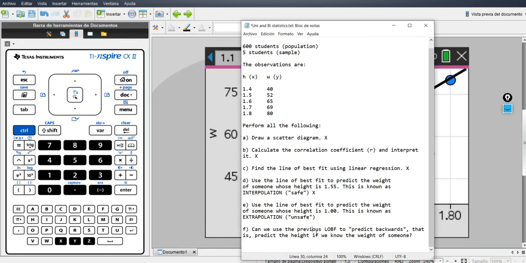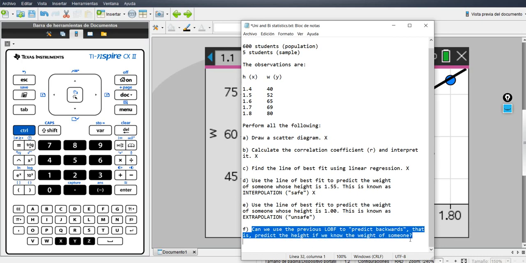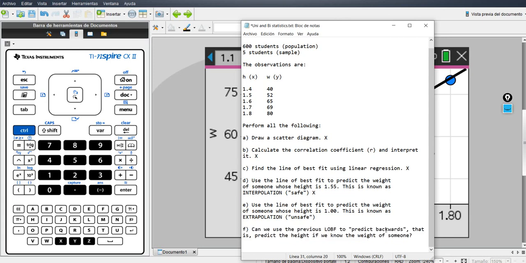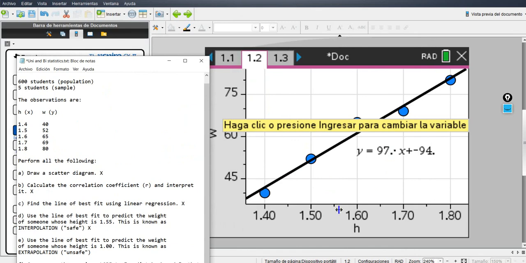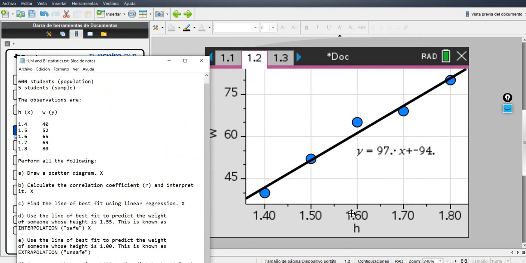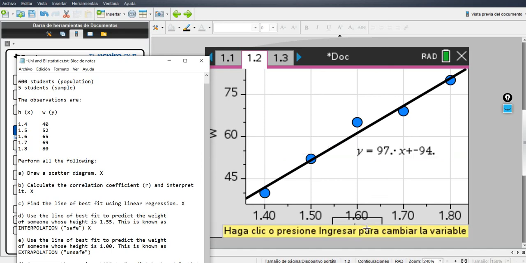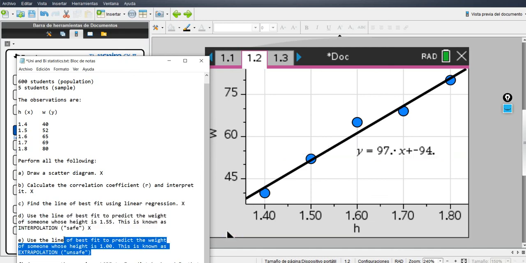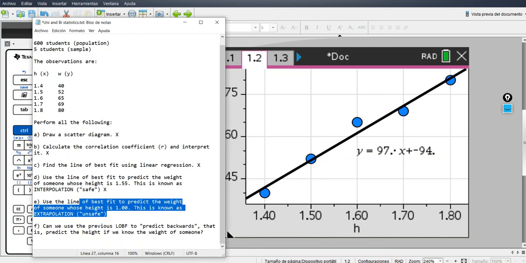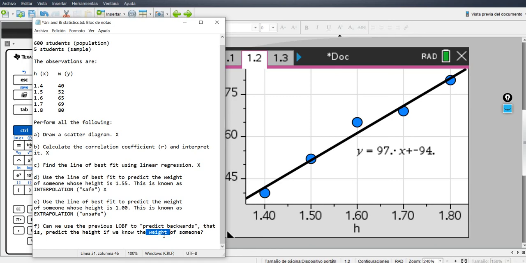Okay, and finally, in order to conclude this lesson, can we use the previous line of best fit to predict backwards? That is, predict the height if we know the weight of someone. So now we're trying to go backwards, right? Remember, the predictions that we made were predictions for the weight given the height, in this one and in this one. But now the question arises, can we do the opposite? Can we predict the height by considering the weight of a person?